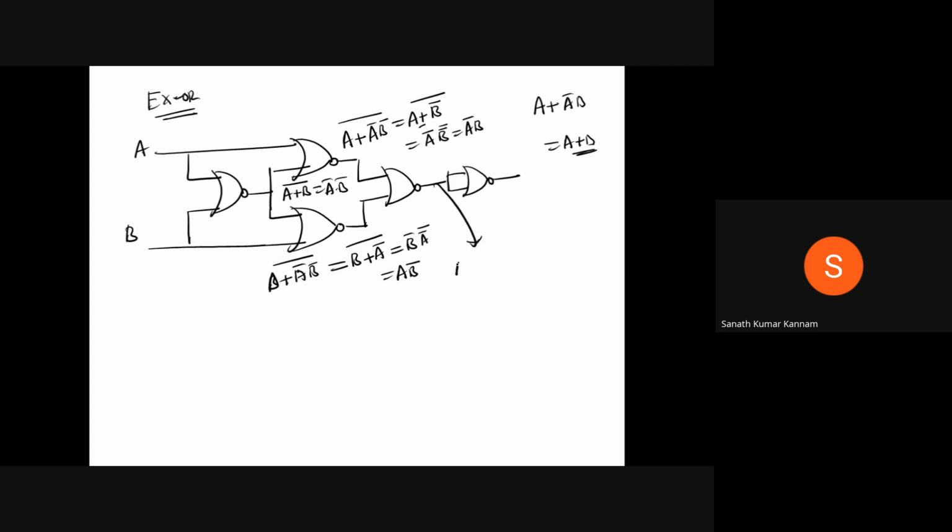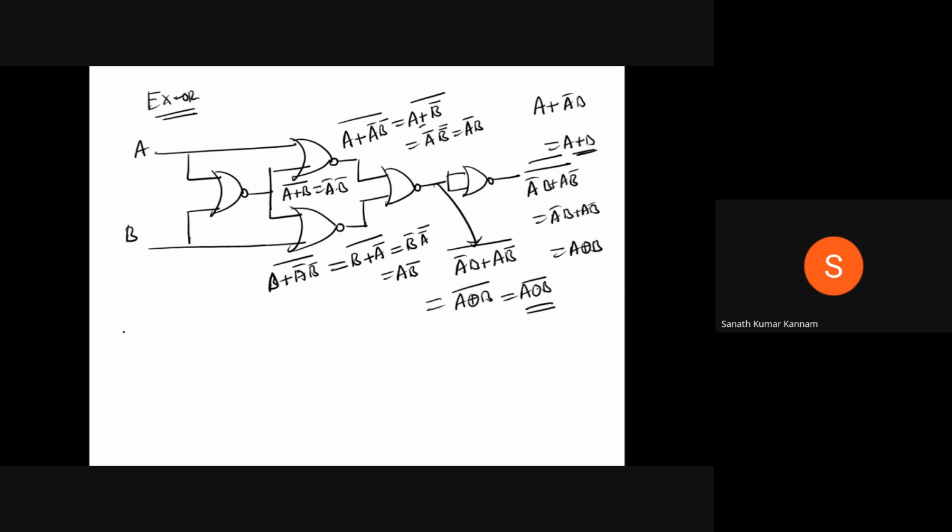So here if you see, (A bar B plus AB bar) whole bar, whole bar. So this is equal to A bar B plus AB bar, which is A XOR B. So you got the XOR gate. From here itself, you will get XNOR: A XOR B whole bar. This is nothing but the complement, and the complement is nothing but the XNOR gate.